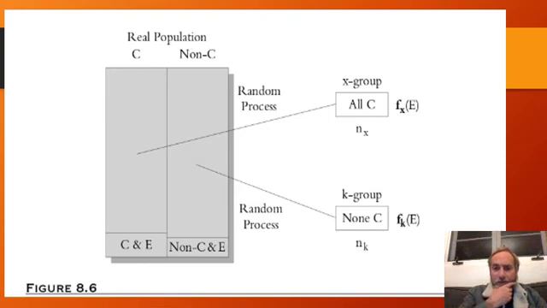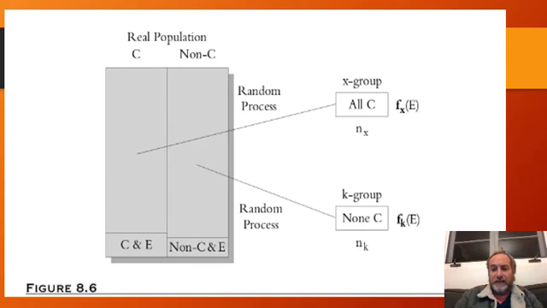Right. So here's kind of what I just said, right? Here's a real population, and some of them have the causal variable. Some of the people in the population are not going to, so you just create your groups from those, create your sample from those groups that already exist. So you've got your X group, they all have the causal factor. You got your K group, none of them have the causal factor.